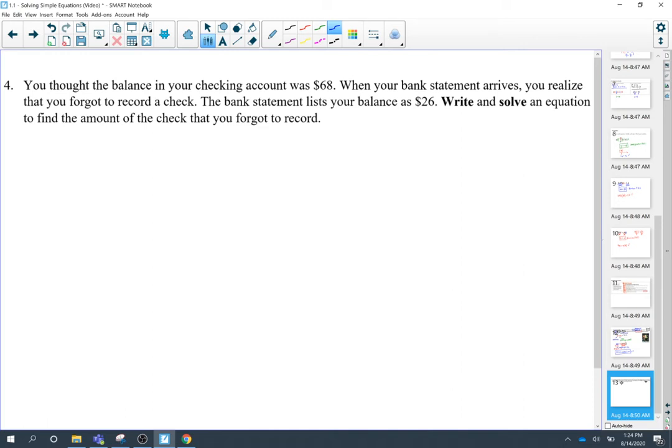Last one, number 4. You thought the balance in your checking account was $68. When your bank statement arrives, or in today's day and age, when you go check your bank statement online, you realize that you forgot to record a check. The bank statement lists your balance at $26. Write and solve an equation to find the amount of the check that you forgot to record.